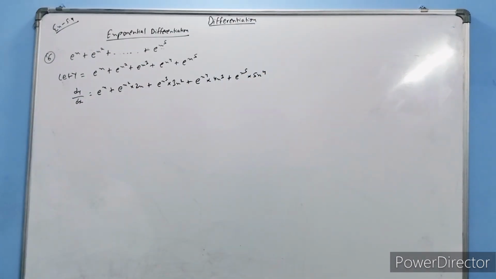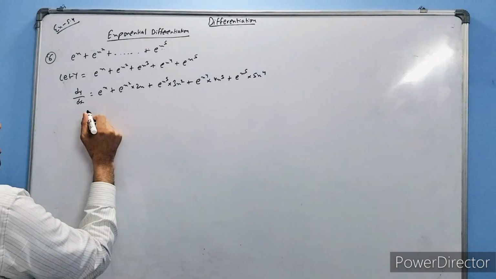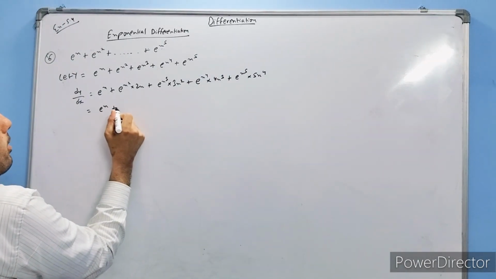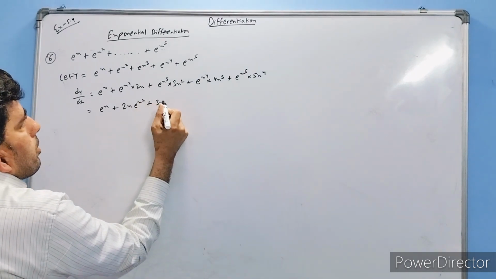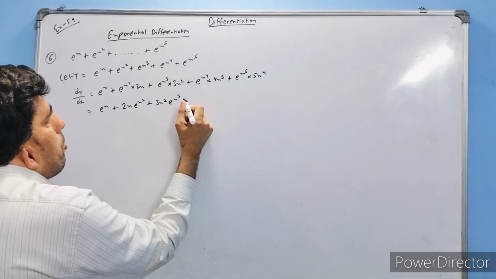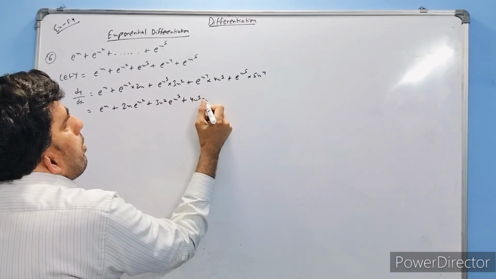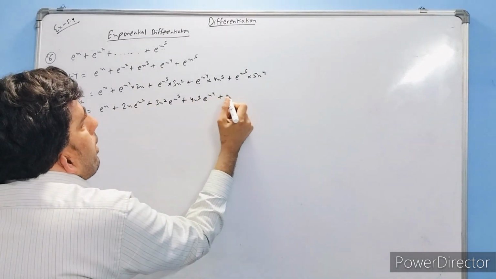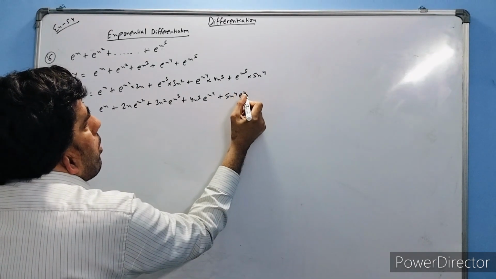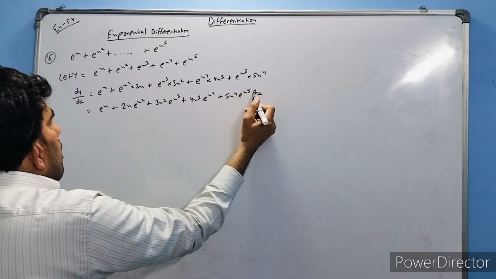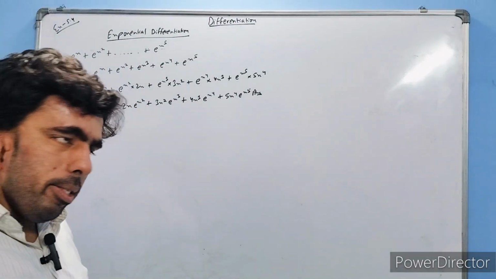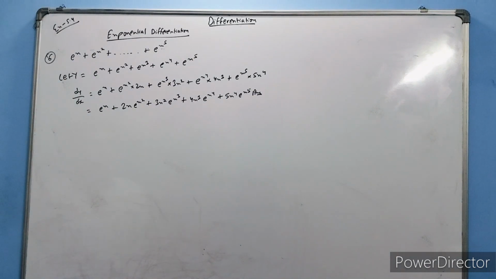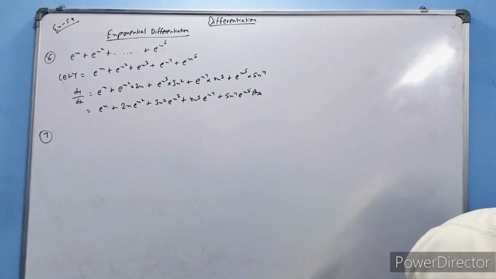Okay, so that is how we try to differentiate it. So we can write it like this: e^x + 2x e^(x^2) + 3x^2 e^(x^3) + 4x^3 e^(x^4) + 5x^4 e^(x^5). So that is what we have to differentiate like this, the exponential functions. Now let us see what the seventh question says.